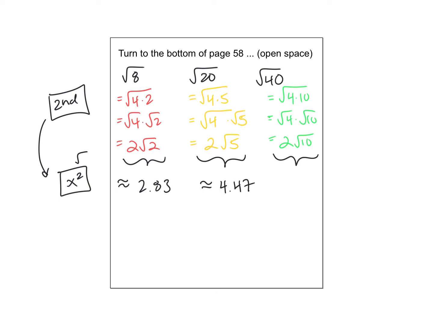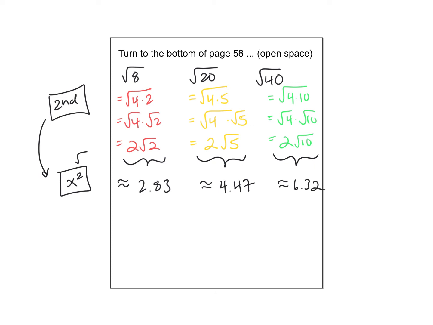All right, I want you to try the last one on your own. 2 square root of 10. Type that on in, write down your decimal approximation to 2 decimal places or to the hundredth spot. Pause the video, and then check back with your answer. All right, when you did that, we should have gotten 6.32.